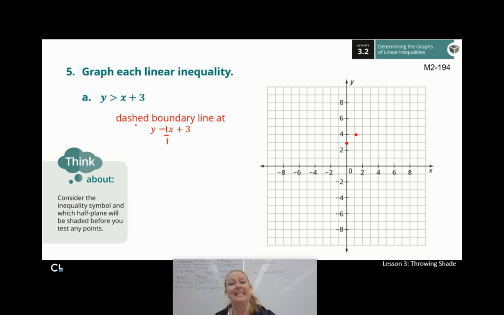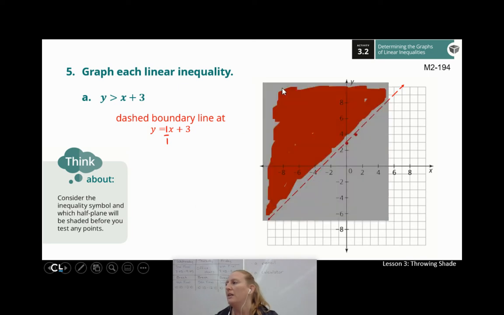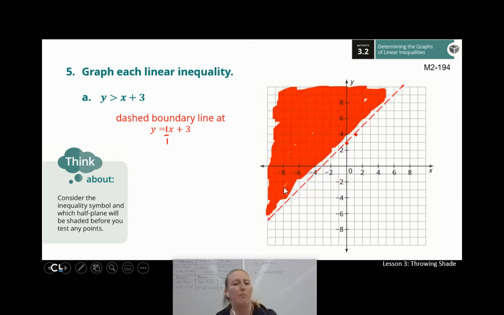And we said it should be a dashed boundary line, so when I use my straight edge to make my line, I'm going to make sure it's a dashed line. Yay. Last but not least, which side, which half plane do we need to color or to shade in, above or below? Well, this is that y is greater than x plus 3. So here's my boundary line, and y should be everything greater than that. So I'm going to shade in everything up above my boundary line. Yay.